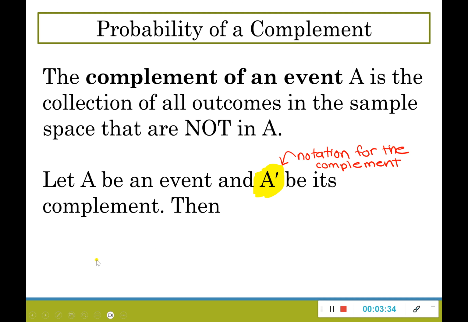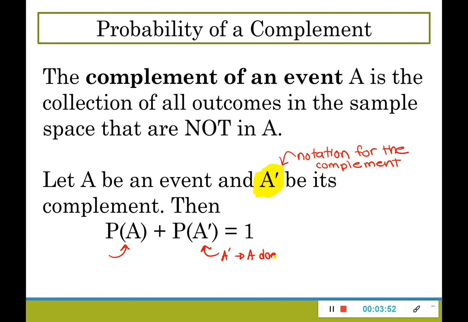If A is the event and A prime is the complement, then the sum of those two probabilities is always equal to 1. This is the probability of A happening. This is A's complement, so that means that A does not happen. If you add the probability of the event happening plus the probability that the event doesn't happen, that's going to have to equal 100% essentially, or equal to 1.